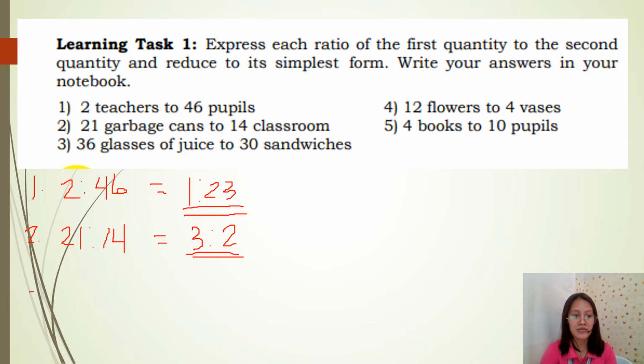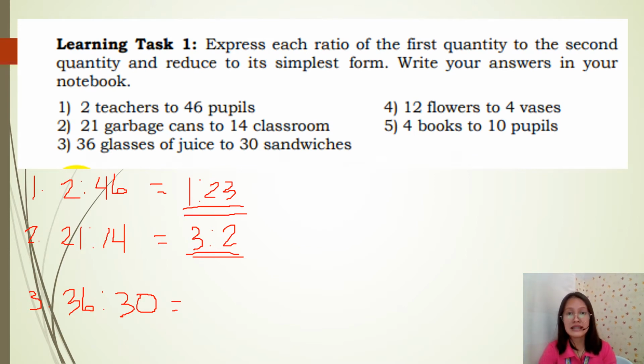Next, for number 3, we have 36 glasses of juice to 30 sandwiches. Actual ratio, we have 36 is to 30. And then, get the GCF of 36 and 30. Divisible by what number siya? Or ano yung number na pwedeng mag-divide kay 36 and 30 equally without remainder?